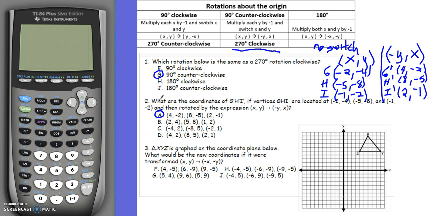All right, next one. We got XYZ is graphed in the coordinate plane below. What would be the new coordinates if it was transformed to -x, -y? Okay, well, that is a 180-degree rotation. So more than likely, it's going to be over here somewhere. All right, so let's just do a table real quick. We have an XY, and we're going to have a -x, -y.